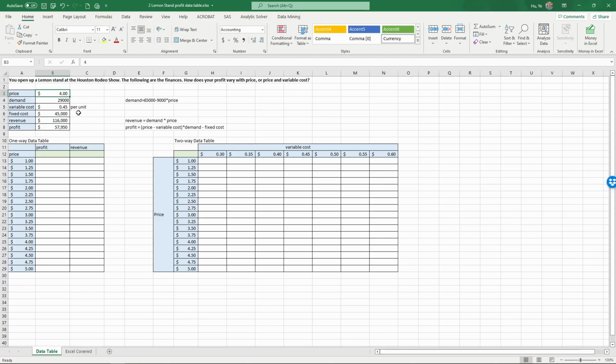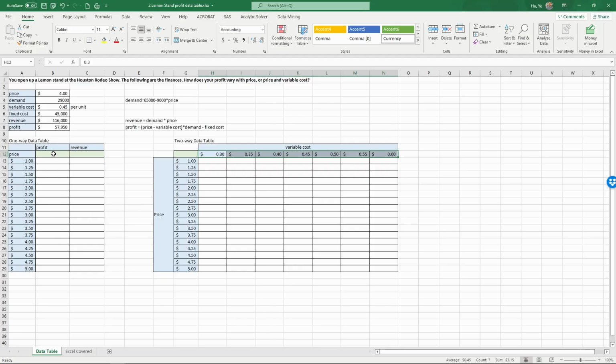We don't know whether the price is good or not. If this price varies, the profit can go up or down, but it takes forever to test this out. Excel offers a good tool for this purpose: a one-way data table or a two-way data table. In this data table, we're first going to vary just price alone, going from $1 all the way to $5, and we want to see how much the profit and the revenue vary when price changes. That's what the data table does. Similarly, we're going to do a two-way data table where we vary both price and variable cost, and we want to see how profit changes with those two parameters.